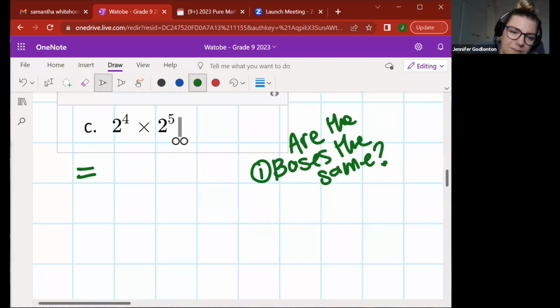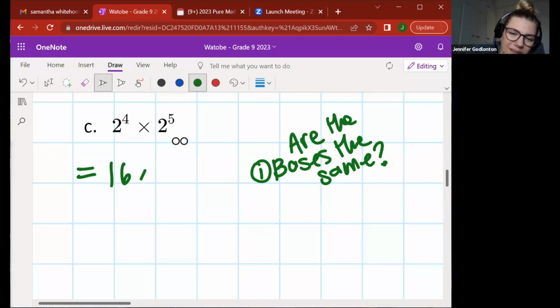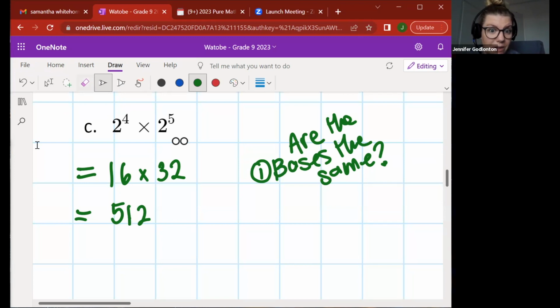And then 2 to the power of 5 is 32. So 16 times 32 is 512. Yeah, so that is absolutely correct. So 2 to the power of 4 times 2 to the power of 5 is definitely 512.